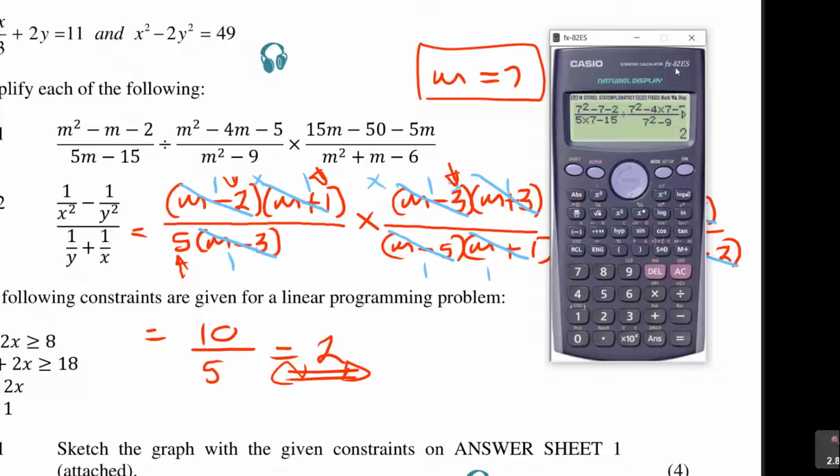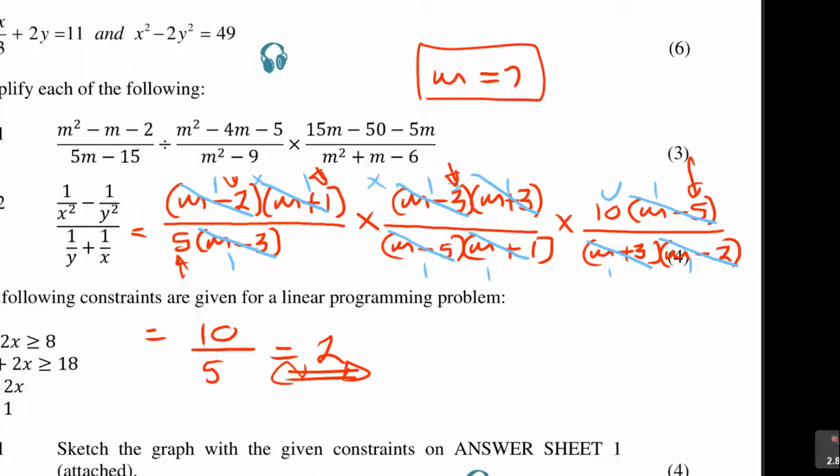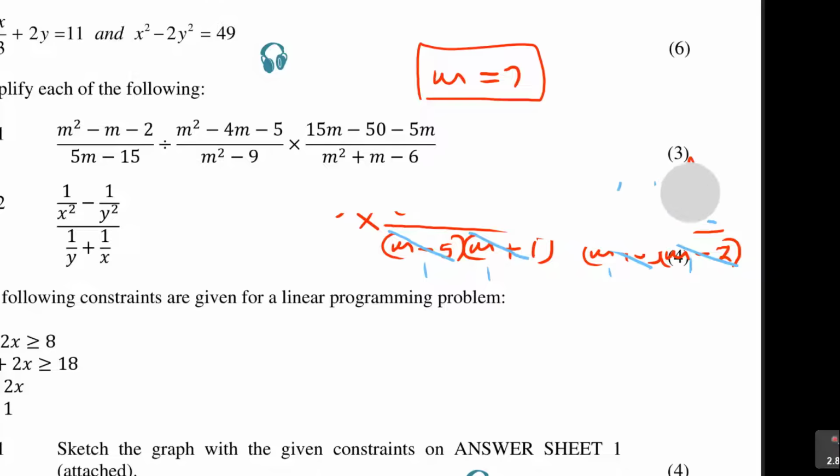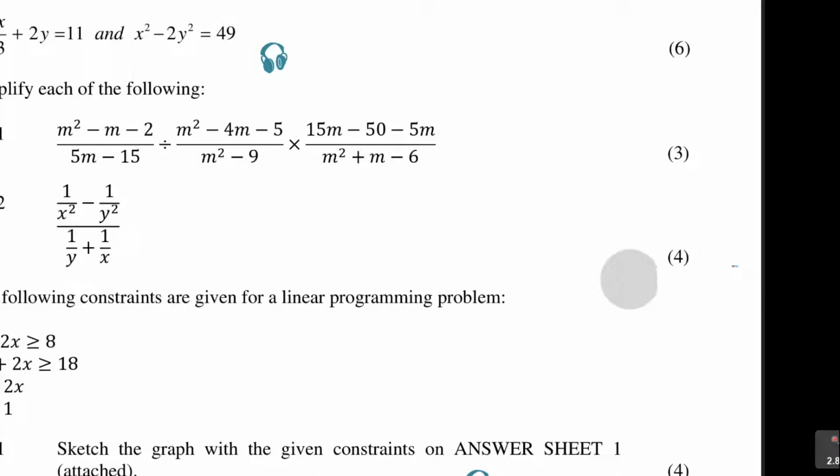You can actually choose any number. If it gives you a 0, try another number. If it gives an error, try another number. You'll get the number that will give you the right one. Whatever it simplifies to, work towards that answer. Okay, so this is that, guys. That's how you could have done this.